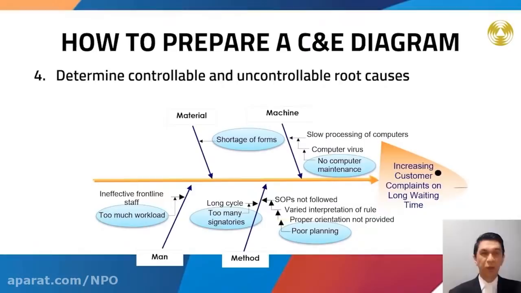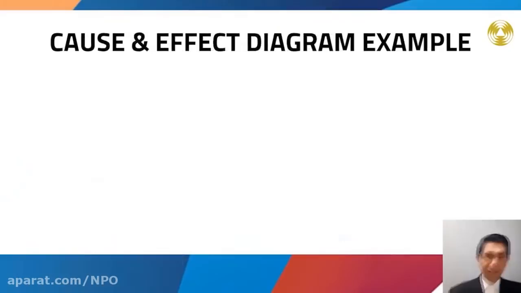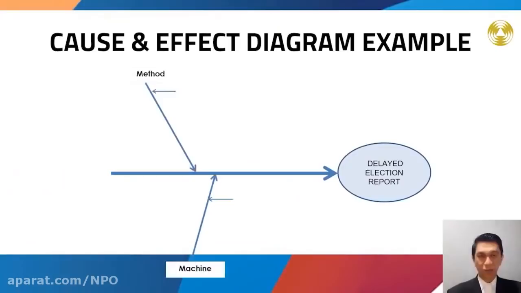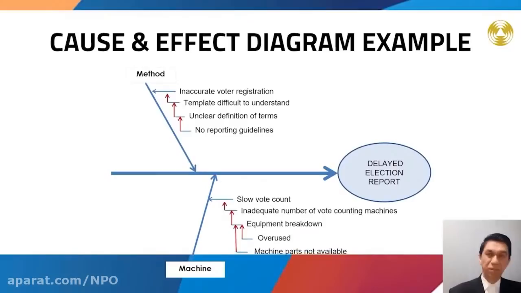So here's a cause and effect example. The problem is delayed election report, for example. So under the category for machine, why was there a delay in election report? Because of slow vote count. Now, why was there a slow vote count? Because of inadequate number of counting machines. How come there is an inadequate number of counting machines? Because of equipment breakdown.